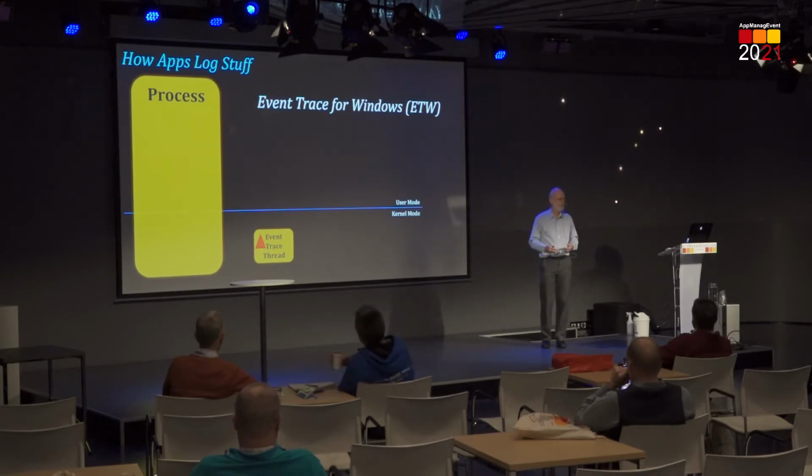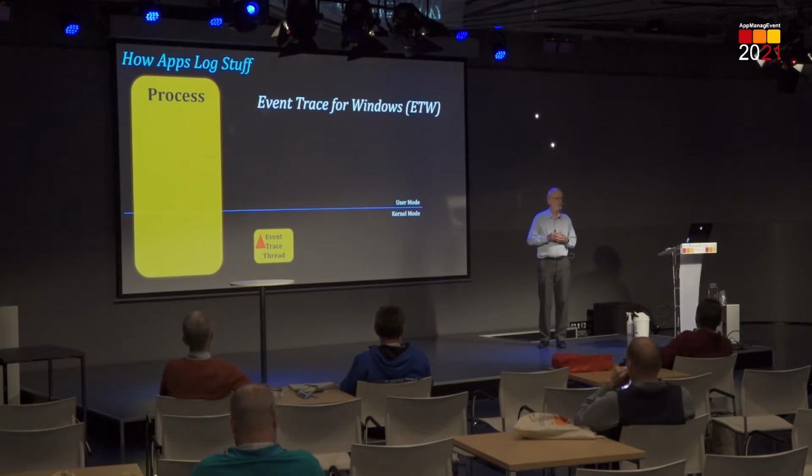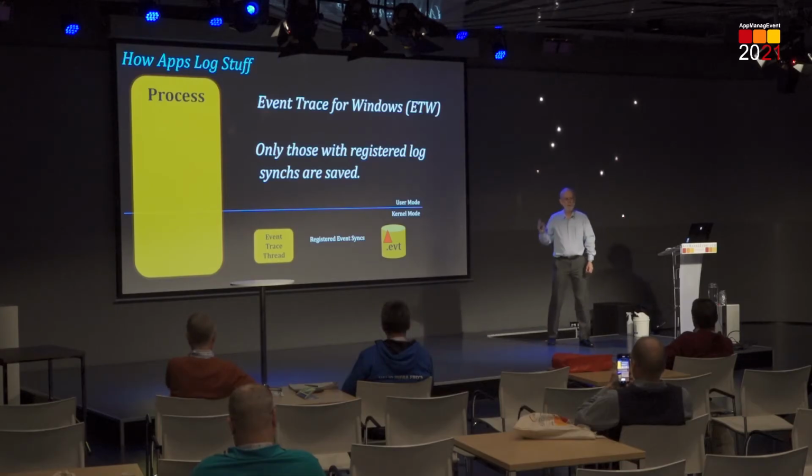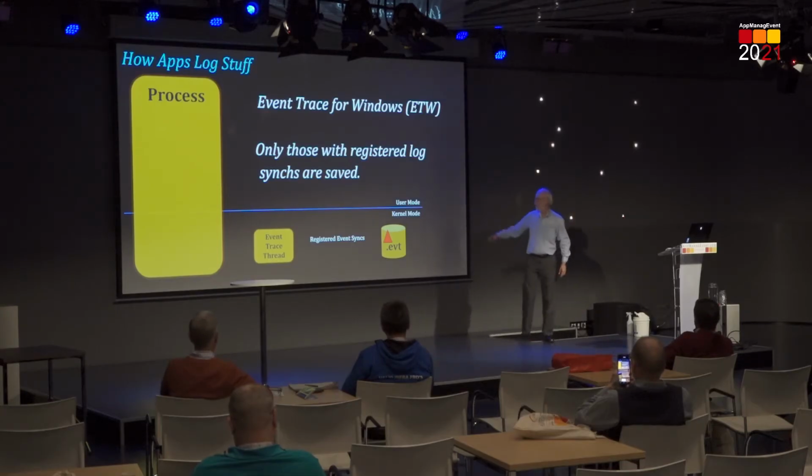So it looks at all the items. It'll sort them based on what log they should go to if it's registered to a log file. And then it will write it out into that log file, but only if it's registered. So at boot time, all of those things that we saw in the event viewer that were not the debug and analytic logs, those are registered at boot time to receive the data and to go into an EVT file.